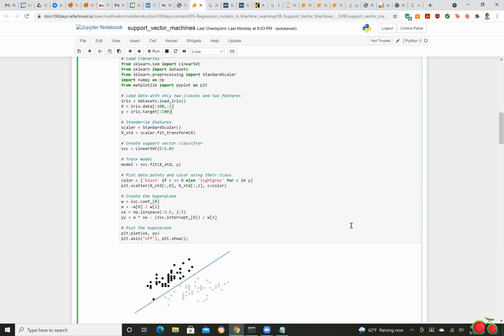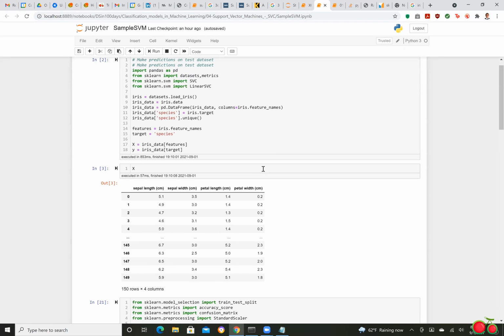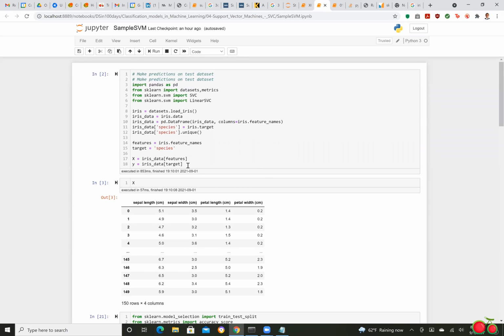I think it will be better if we actually see the data, maybe the first 10. Sure. Okay, I thought you guys were aware of the data set. That's fine. Okay, so this is the data set that's loaded.